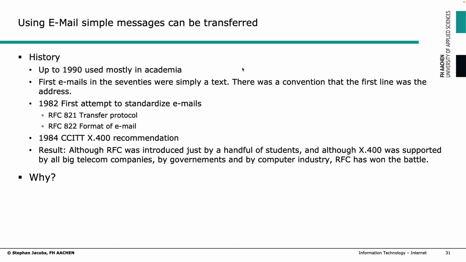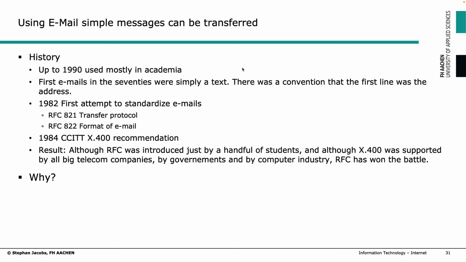And in 1982 there was what is called an RFC, a request for comments, which is basically a standard. RFC 821 and 822, which described first the transfer of emails between computers and then the format of an email. Two years later, the big CCITT came up with another standard, X.400. And although X.400 was supported by big committees like CCITT, by countries and by big companies, we are still using RFC 821 and 822. Why?